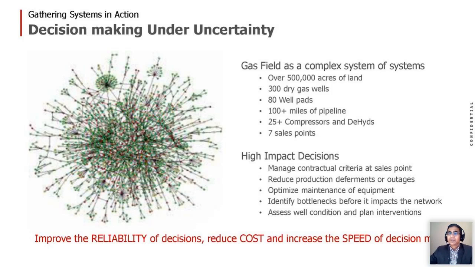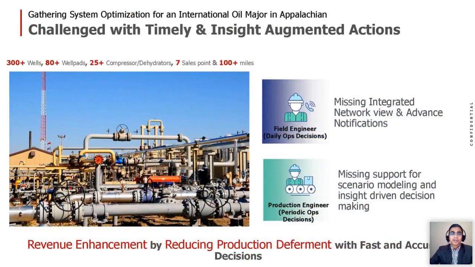Okay. Right. I see a lot of interest on the predictive maintenance side. So moving forward, 300 plus wells, 80 well pads, 25 compressors and dehydrate stations, 7 sales points, and 150 miles of pipeline. So in this field, they had an existing system landscape of SCADA and historian systems aggregating data.